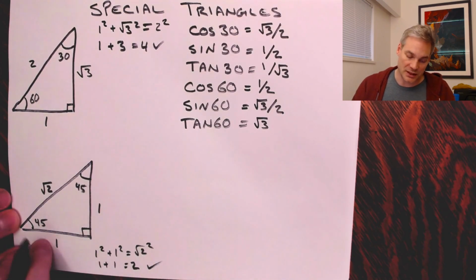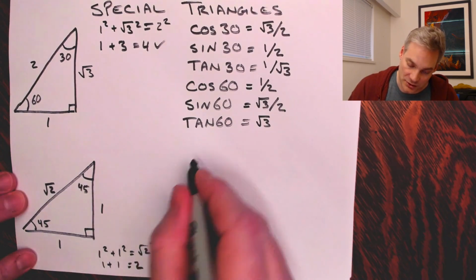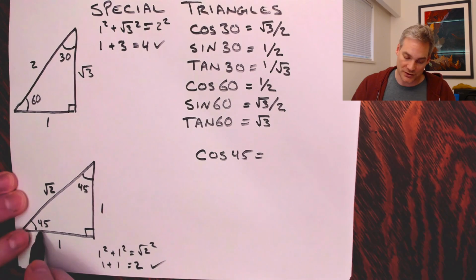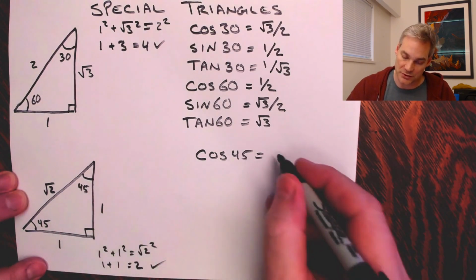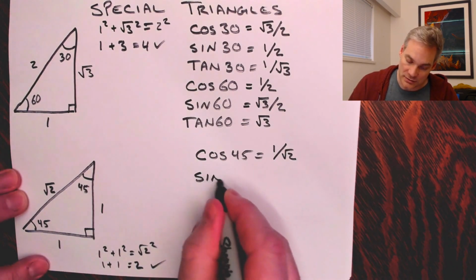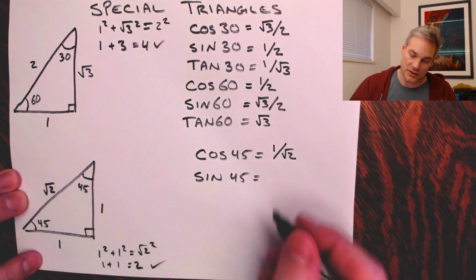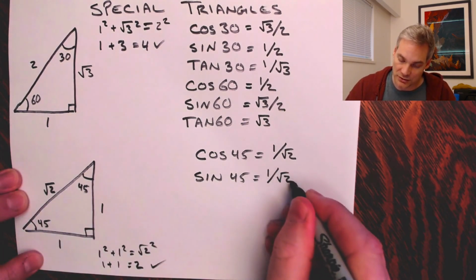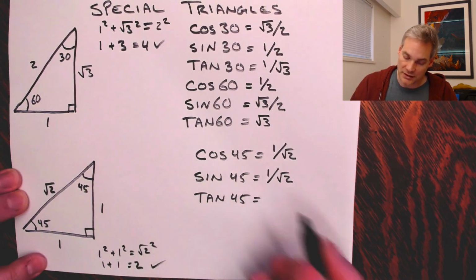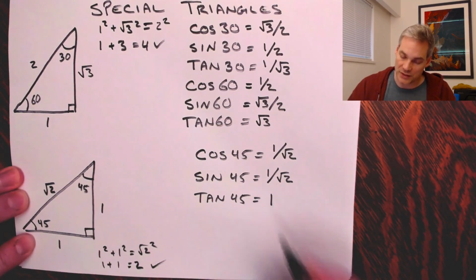Now, what if we did it for this triangle? We see that both angles are the same, so we only need one set. So we need the cos of 45. For the cos of 45, we can choose either angle. It's going to be 1 over root 2. And the sine of 45, we can choose either angle. It's going to be the opposite over hypotenuse, which is 1 over root 2. And now the tangent of 45 is opposite over adjacent, so it's 1 over 1, which is 1.